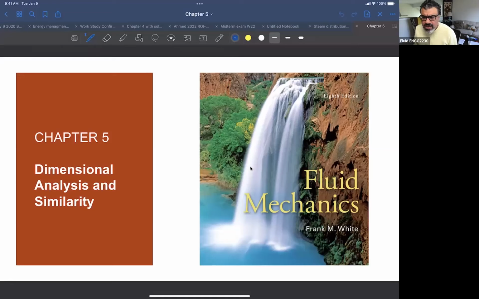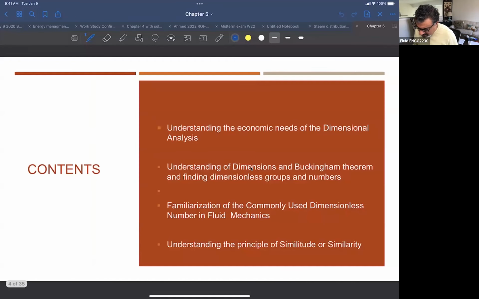The third type of analysis is presented in this chapter 5, that is talking about understanding the dimensional analysis, or the economic value of dimensional analysis. Why do engineers, especially engineers, want to look at a different way of modeling the fluid flow in a system using what we call dimensional analysis. Okay.